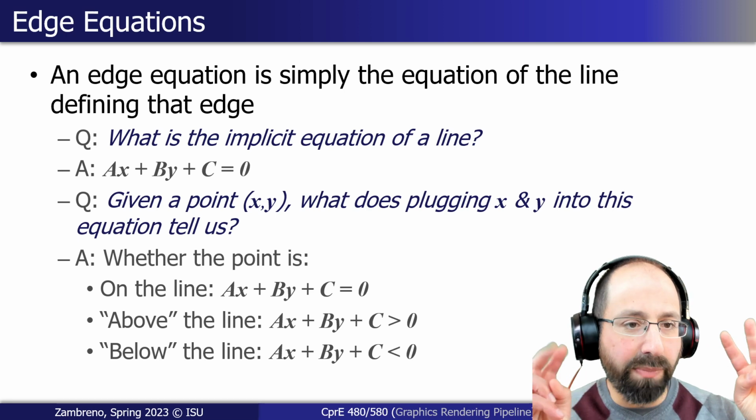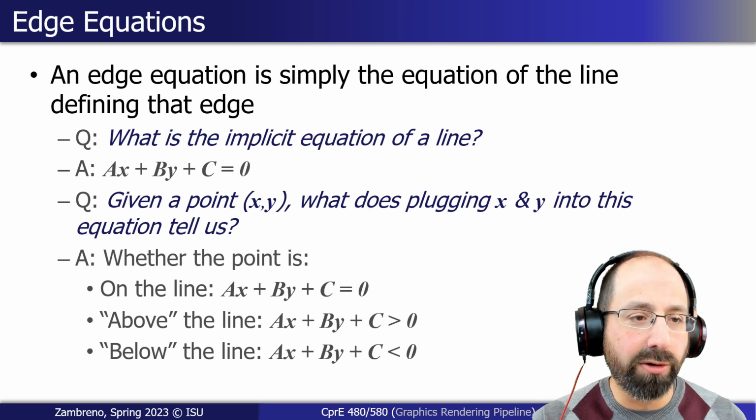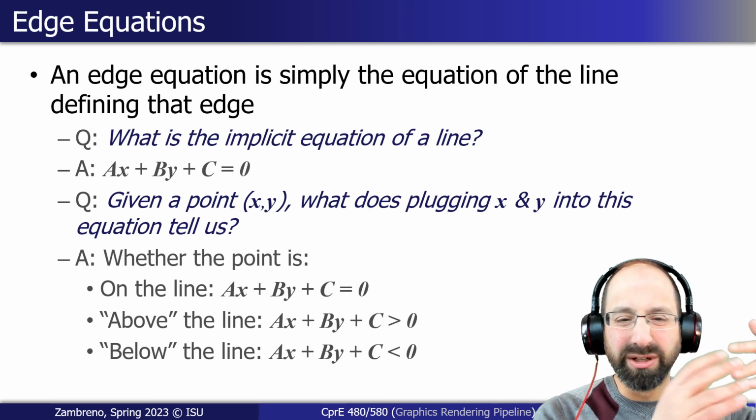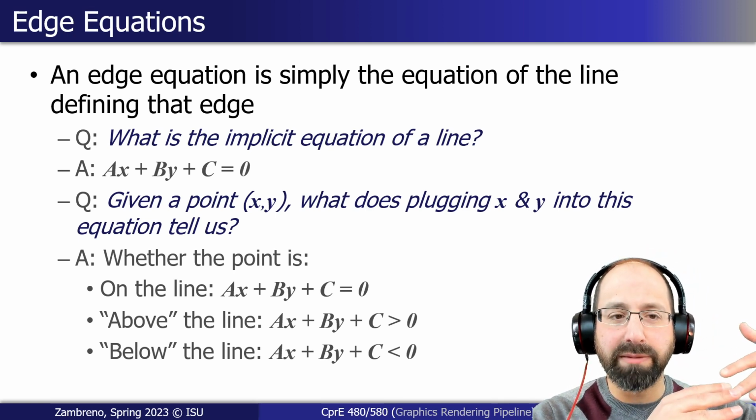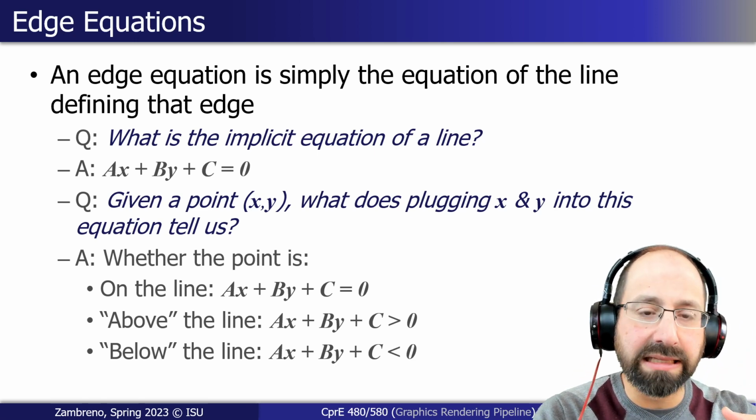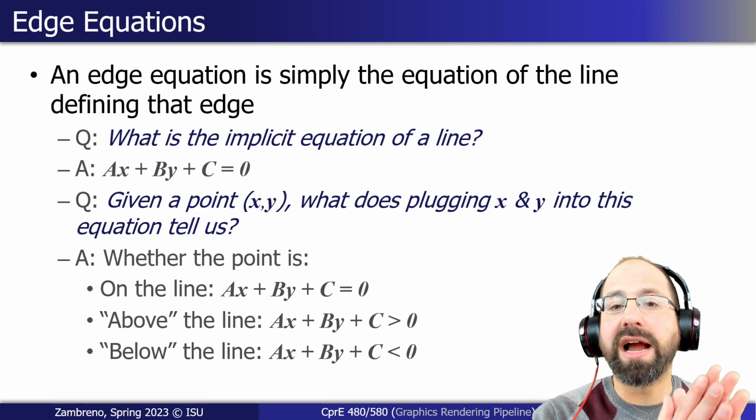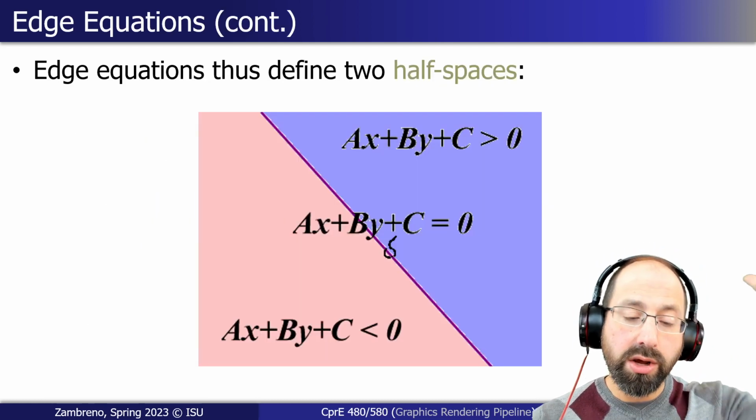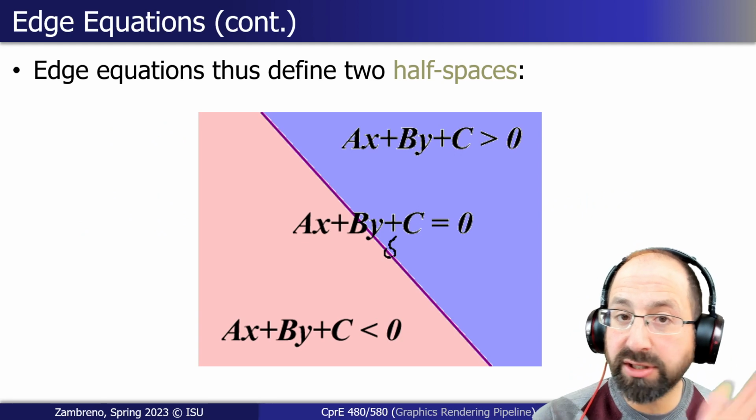I put the terms above and below the line in quotes here, and I'm using air quotes to describe it because above and below isn't really well defined when you're thinking about a space like this, and you have points that are not just horizontal or vertical lines here. But you can think of it as being divided into two half spaces in our Cartesian plane here, where we have the points that are actually on a particular line.